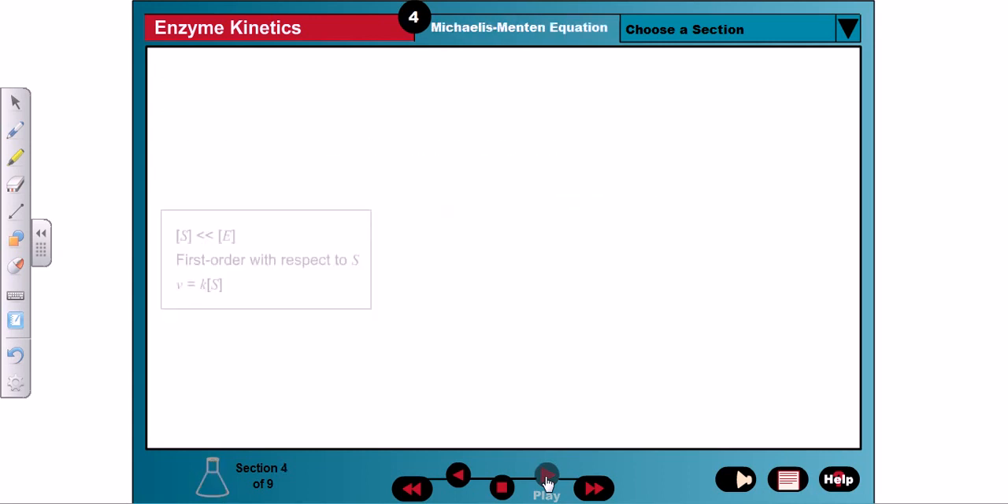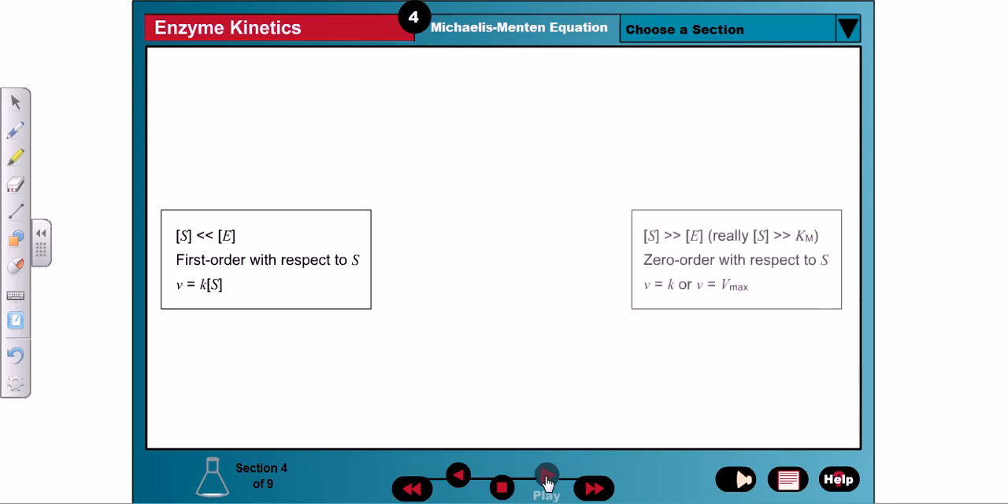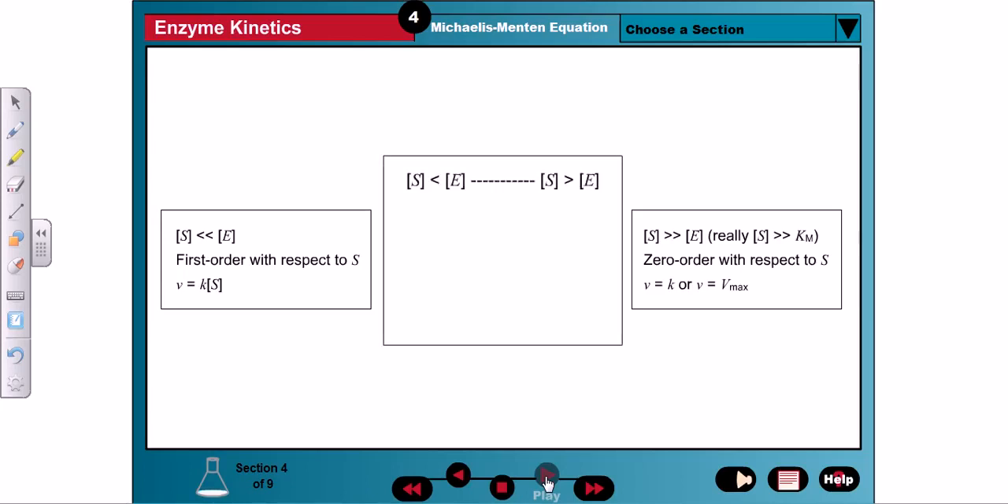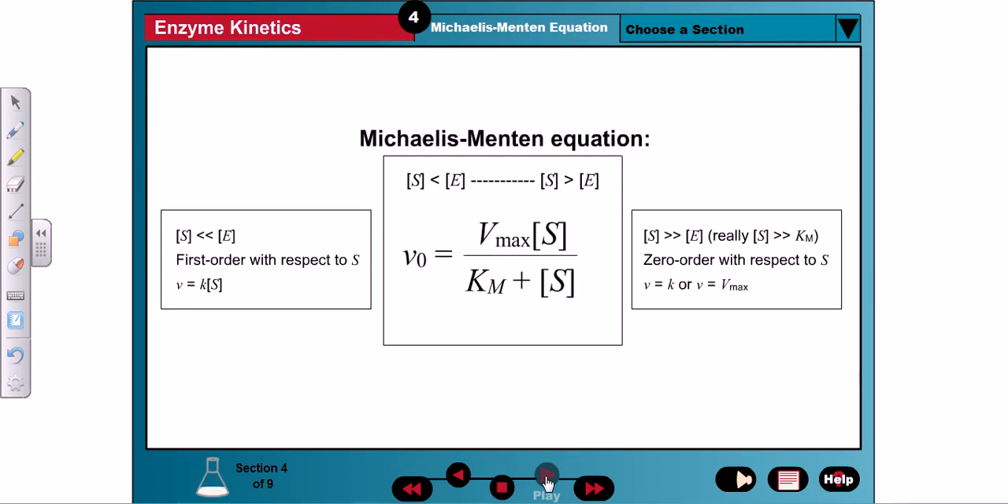We have seen that for an enzyme-catalyzed reaction, we can write a simple rate equation only when the concentration of substrate is saturating or when the concentration of enzyme is saturating. In between these two extremes, we need to use a slightly more complex rate equation called the Michaelis-Menten equation. The Michaelis-Menten equation is limited to the initial rate V0 so that we can ignore the possibility of the product accumulating and undergoing the reverse reaction.